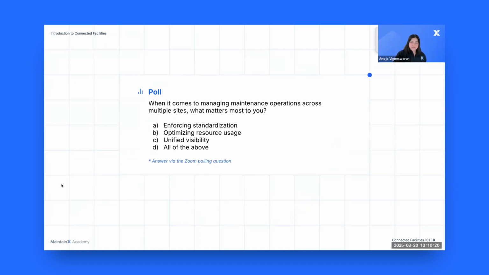All right. If you've been here before, you'll know that we love our polls because we like getting to know you folks. So here's a question for everyone on this call today. When it comes to managing maintenance operations across multiple sites, what matters most to you? Is it enforcing standardization? Is it optimizing resource usage? Is it unified visibility, or all of the above? Sometimes it's hard to just choose one, right? Yeah, we give you the beauty of choice here.